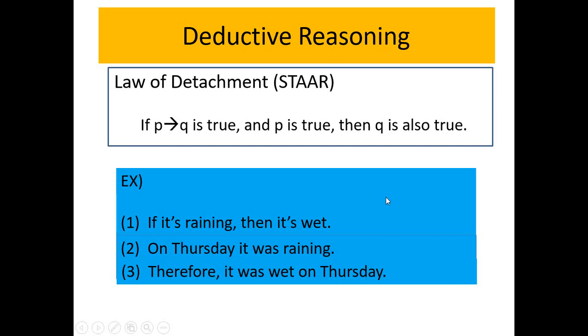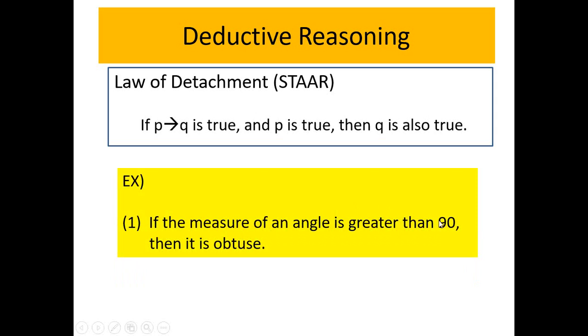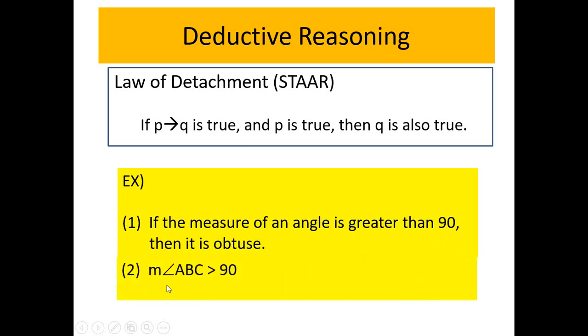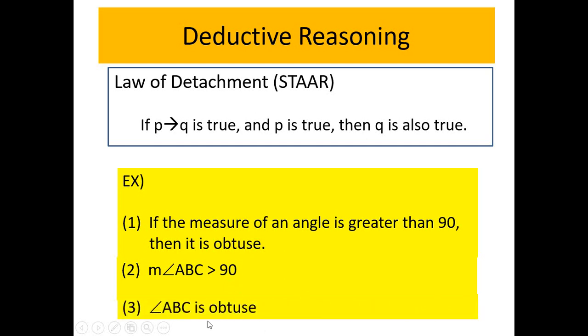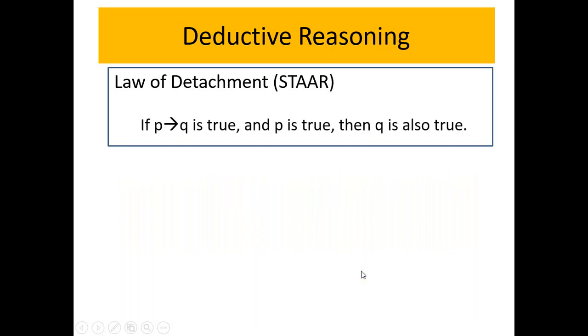So, another one. If it's snowing, then it's cold. On Friday, it was snowing. Therefore, on Friday, it was cold, right? Okay? So here's one that's math related, okay? Geometry related. If the measure of an angle is greater than 90, then it's obtuse, okay? The measure of angle ABC is greater than 90. Therefore, the measure of angle ABC is obtuse. Okay? Let's try another one.